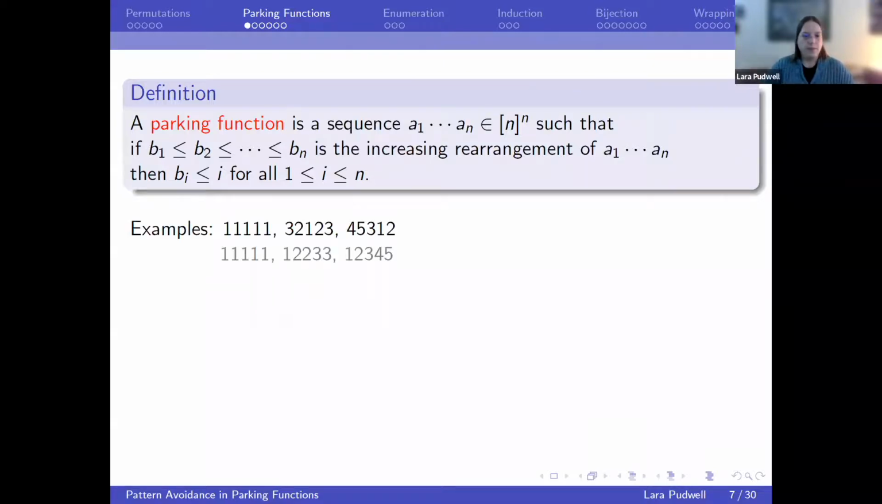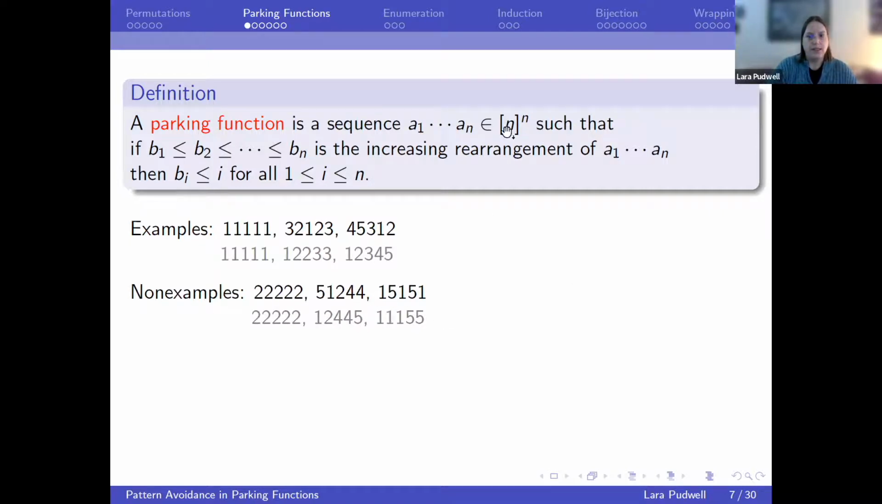And so as some examples, in black here, I have a couple sequences of length 5, and in gray below them, I've written them in increasing order. You can check that the ith entry is always less than or equal to i. So these are all parking functions. Here are some non-examples. They're still sequences of length n chosen from these digits, but you can see here the first entry is too big. So all 5 cars are going to try to park in spots 2 through 5, and that won't allow them all to park. Or here the third spot is too big, so too many cars are going to try to go for spots 4 and 5. Or here there's too much competition for the last spot.